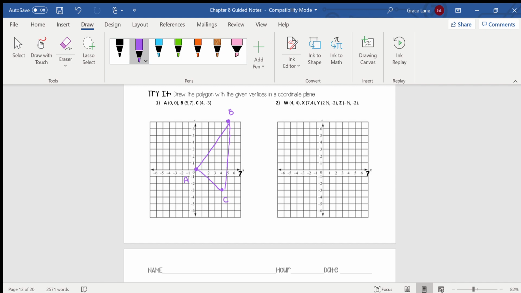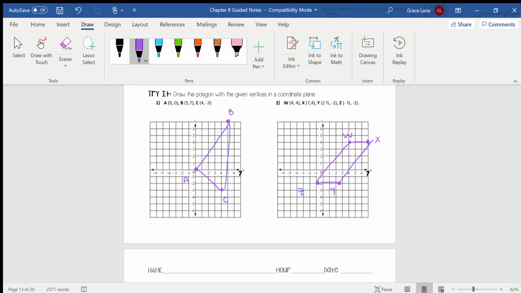And then number 2, okay, 2.5, -2. So 2.5 would be between 2 and 3, and down to -2, and then -1/2 would be all the way over here, down -2, be letter Z. And this should make a parallelogram. It's another quadrilateral.